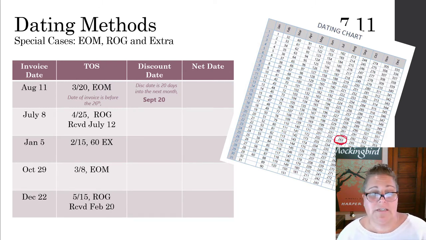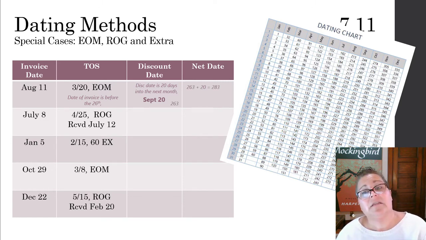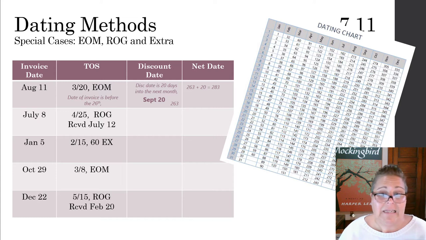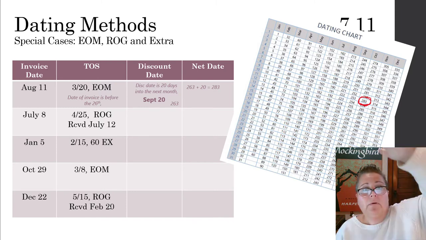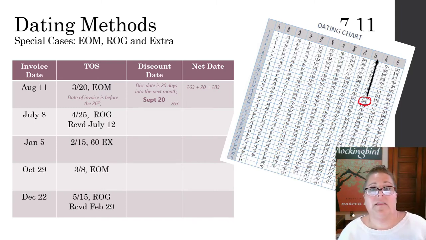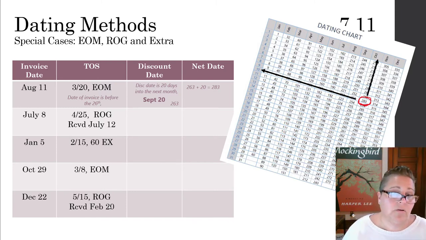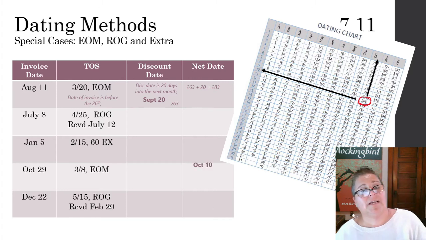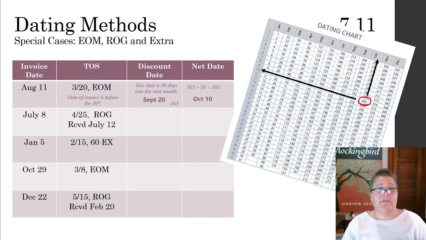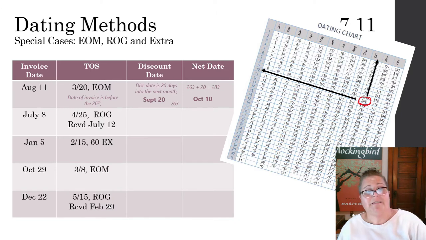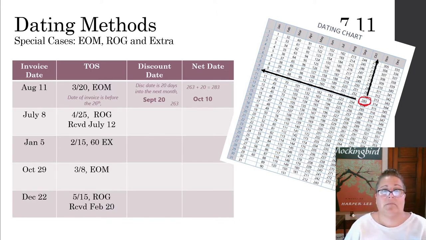It's day 263. I'm going to add 20 days to that. That's day 283. So I'm going to find 283, and I'm going to go up the column to find the month, and I'm going to go across the row to find the date. So this is October 10th. My discount date is September 30th. My net date is October 10th, right? Okay.